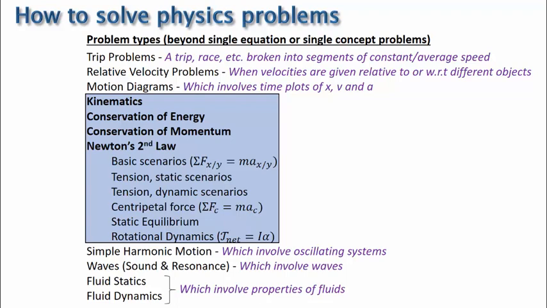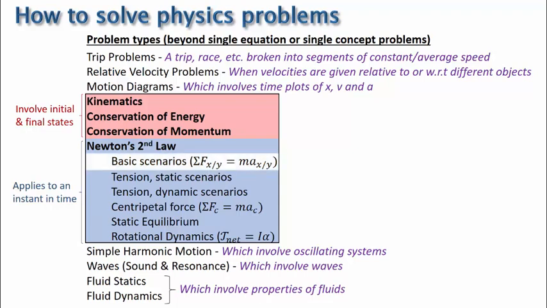One of the first distinctions is that kinematics, the conservation of energy, and the conservation of momentum all involve an initial and a final state, or said another way, they involve initial and final positions of one or more objects. Conversely, Newton's second law applies to a system at an instant in time. So let's look at the categories of Newton's second law next, starting at the top. The basic scenarios are the ones we saw when we first were introduced to Newton's second law.